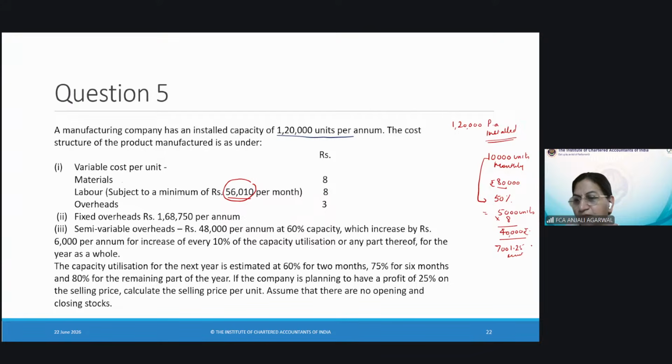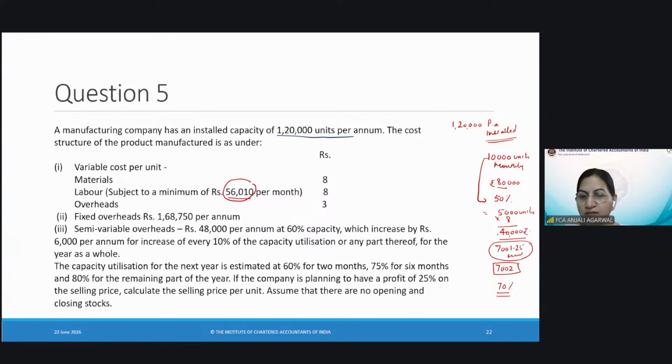Now, I'm not going to manufacture the units in fractions. So if I manufacture any units above 7,002, that means if I'm working at above 70% of my capacity, or 70.02% of my capacity, I'll pay the labor at 8 rupee per unit. Otherwise, I'll take the labor cost as 56,010 per month.